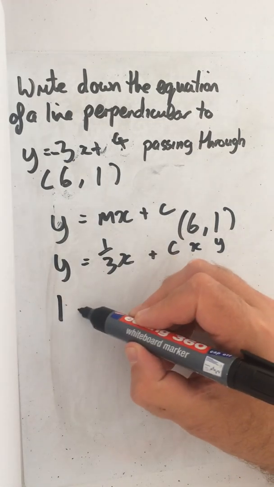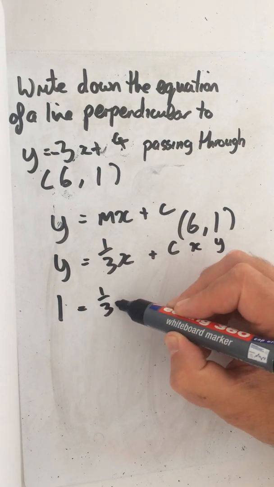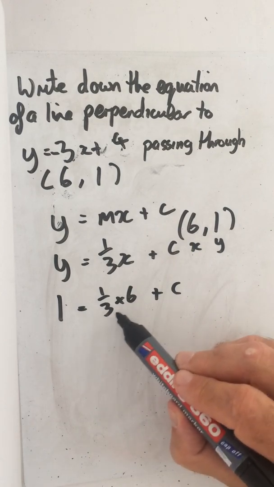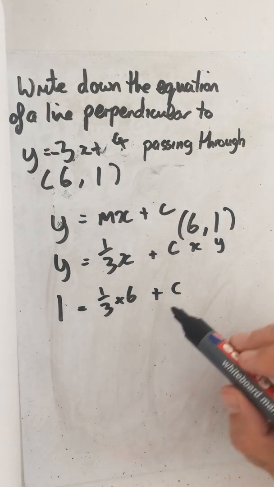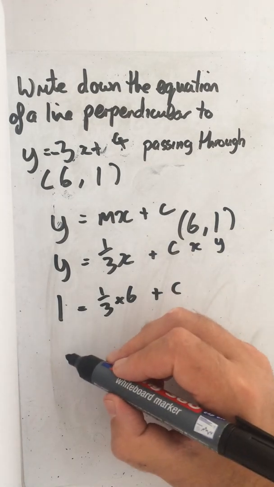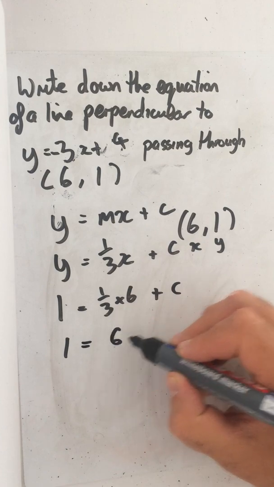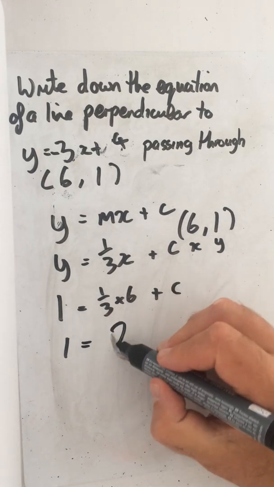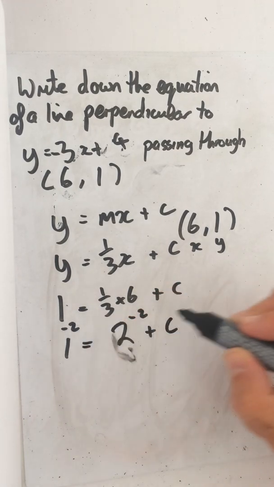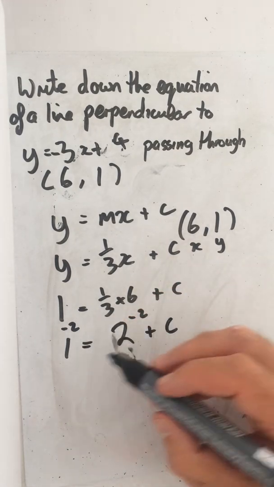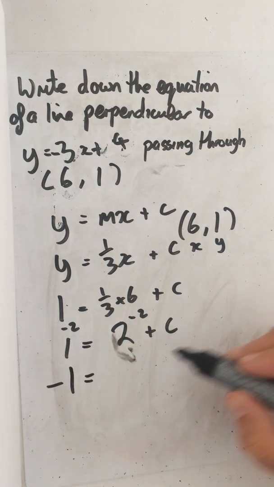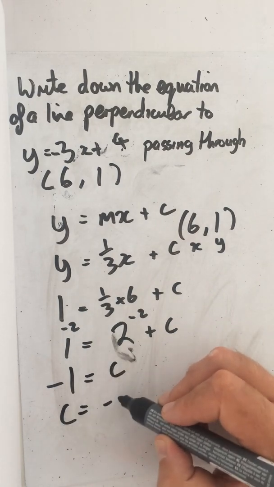So we're just going to swap those around. This becomes 1 is equal to a third times 6 plus c. So a third times 6 is 2, 6 thirds would make 2, wouldn't it? So we've got 1 is equal to 2 plus c. Again, we have to take away 2 on both sides, on the balance method. 1 take away 2 is minus 1, and that would be c. So c is equal to minus 1.